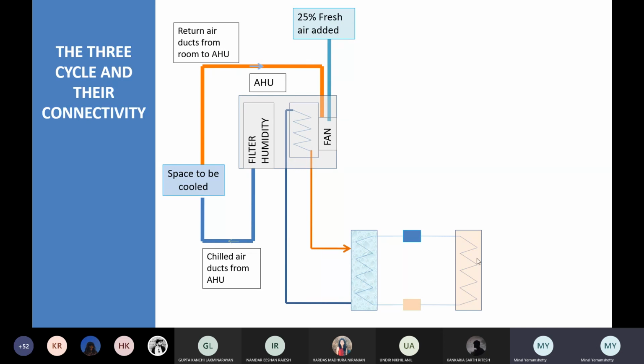So it's basically all cycles are happening simultaneously. It doesn't work that the condenser is running while the evaporator is idle. No way, it doesn't work. Okay, and that's where your BMS also comes into the picture. So BMS will be the one which will control this.